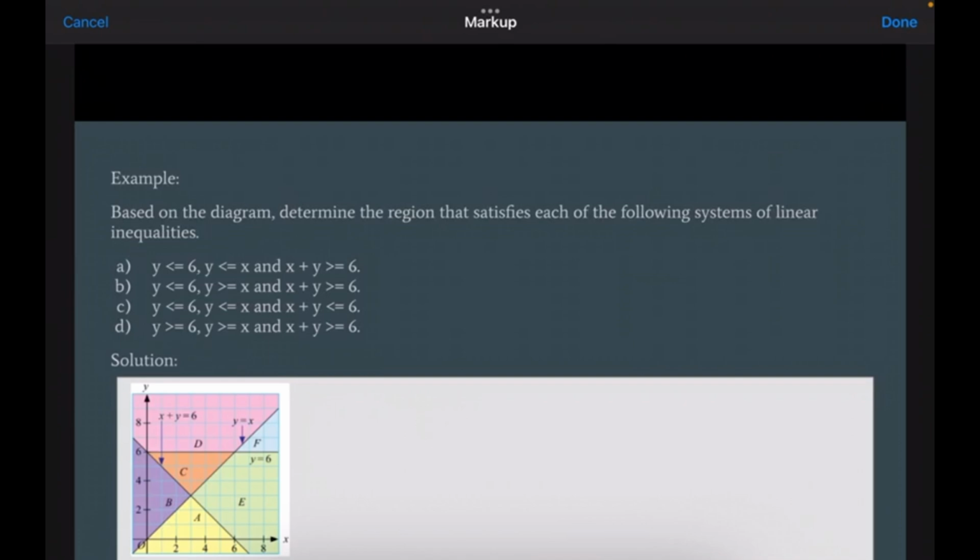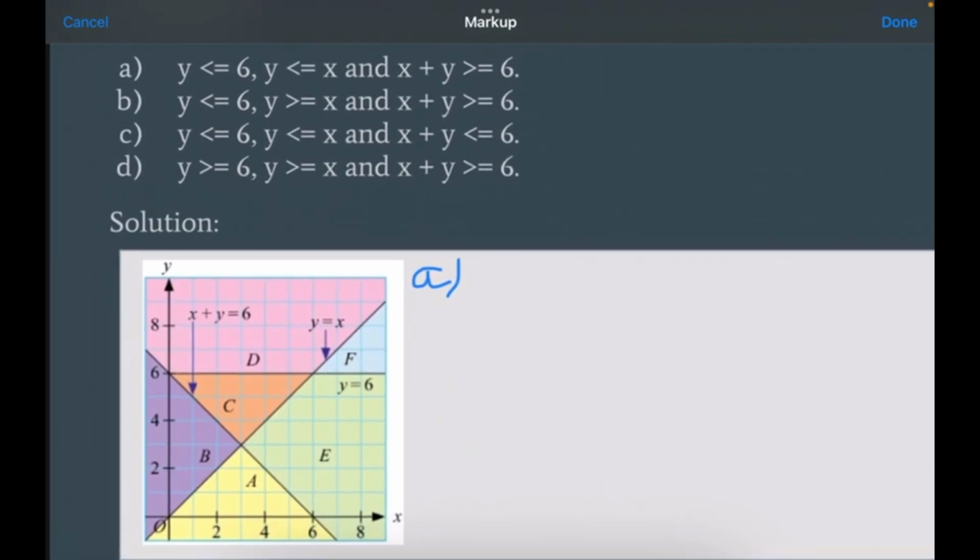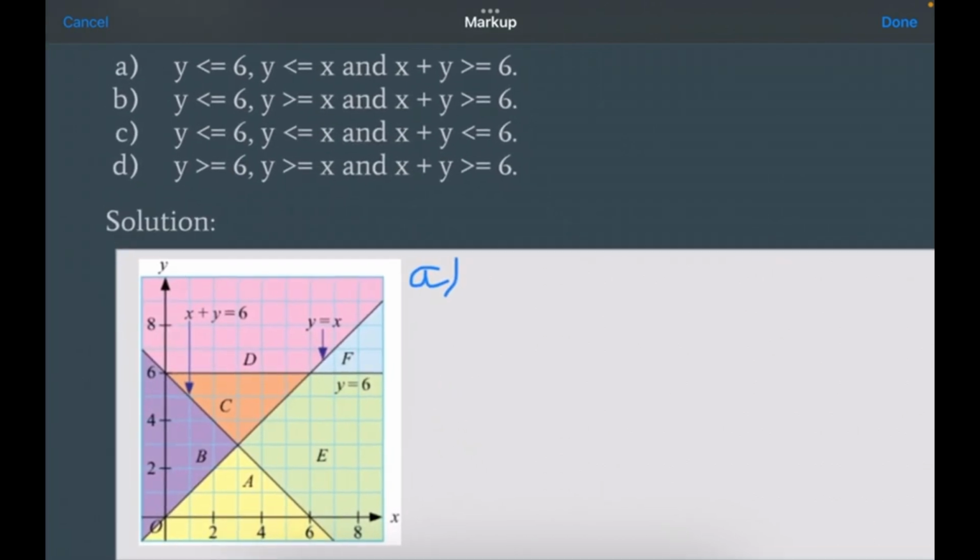For this question, the task is: based on the diagram, determine the region that satisfies each of the following systems of linear inequalities. For question A, y is less than or equal to 6. So we have to look at the graph. This line is less than or equal to 6, so it has to be below.